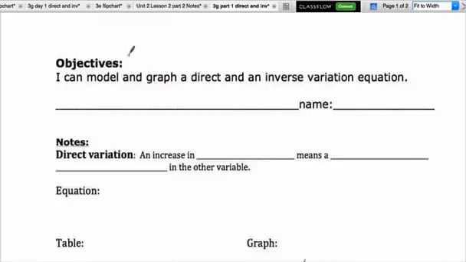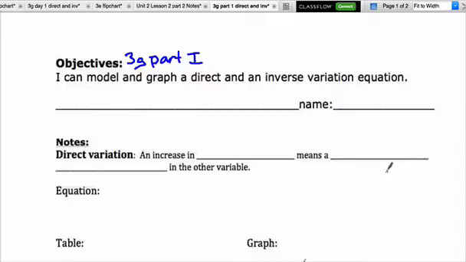Okay, here we go. This is objective 3G, part 1. We're going to have a 3G part 2 later on. Okay, I can model and graph a direct and an inverse variation equation. So what is a direct variation?